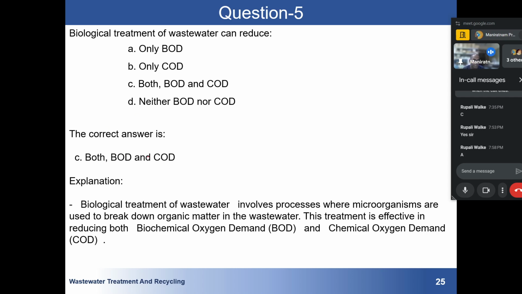Remember, first try to know what this COD is. COD is chemical oxygen demand, meaning whatever kind of chemicals, organic or inorganic, the oxygen demanded by them is known as chemical oxygen demand. And we have biological oxygen demand, which looks at the organic matter. So remember, this BOD is always greater than or equal to COD.